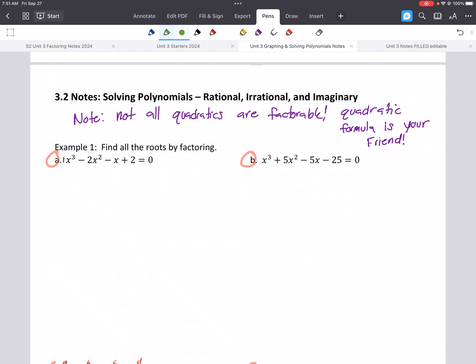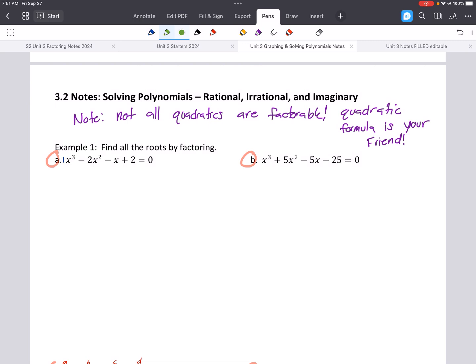All right, welcome everybody. This is 3.2. We're talking about solving polynomials. Last time we talked about it when we had rational solutions, meaning like you could get whole numbers or fractions. Today we're going to add in when we could have irrational, like the square root of 2, or you could have imaginary, like where you had the square root of a -1, right? That ends up giving us an imaginary number.